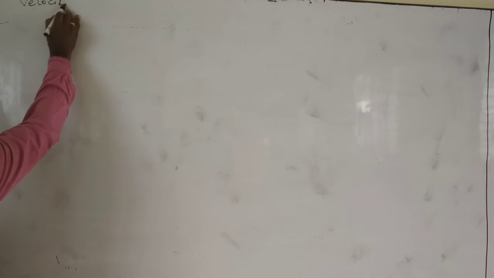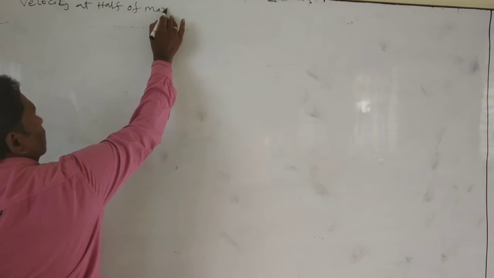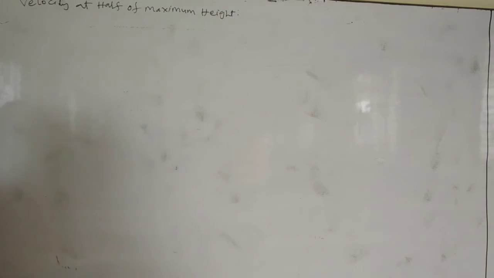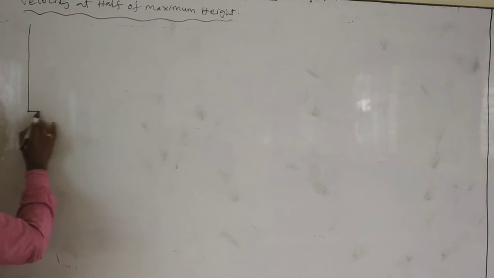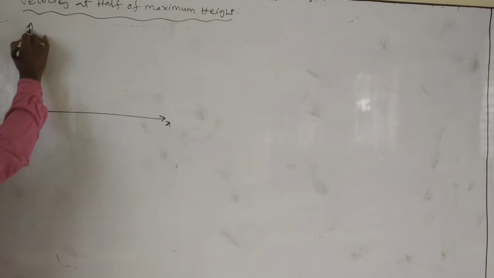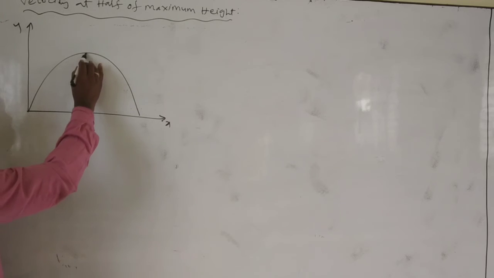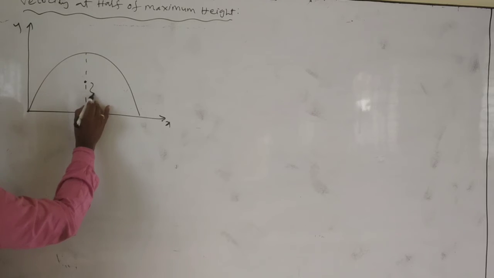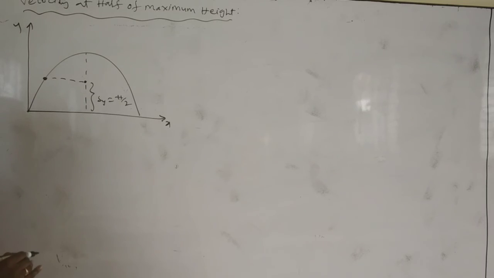We are going to find velocity at half of maximum height. This is the last board. So we are going to find the maximum height. Sy is equal to h by 2. So this is the maximum height.